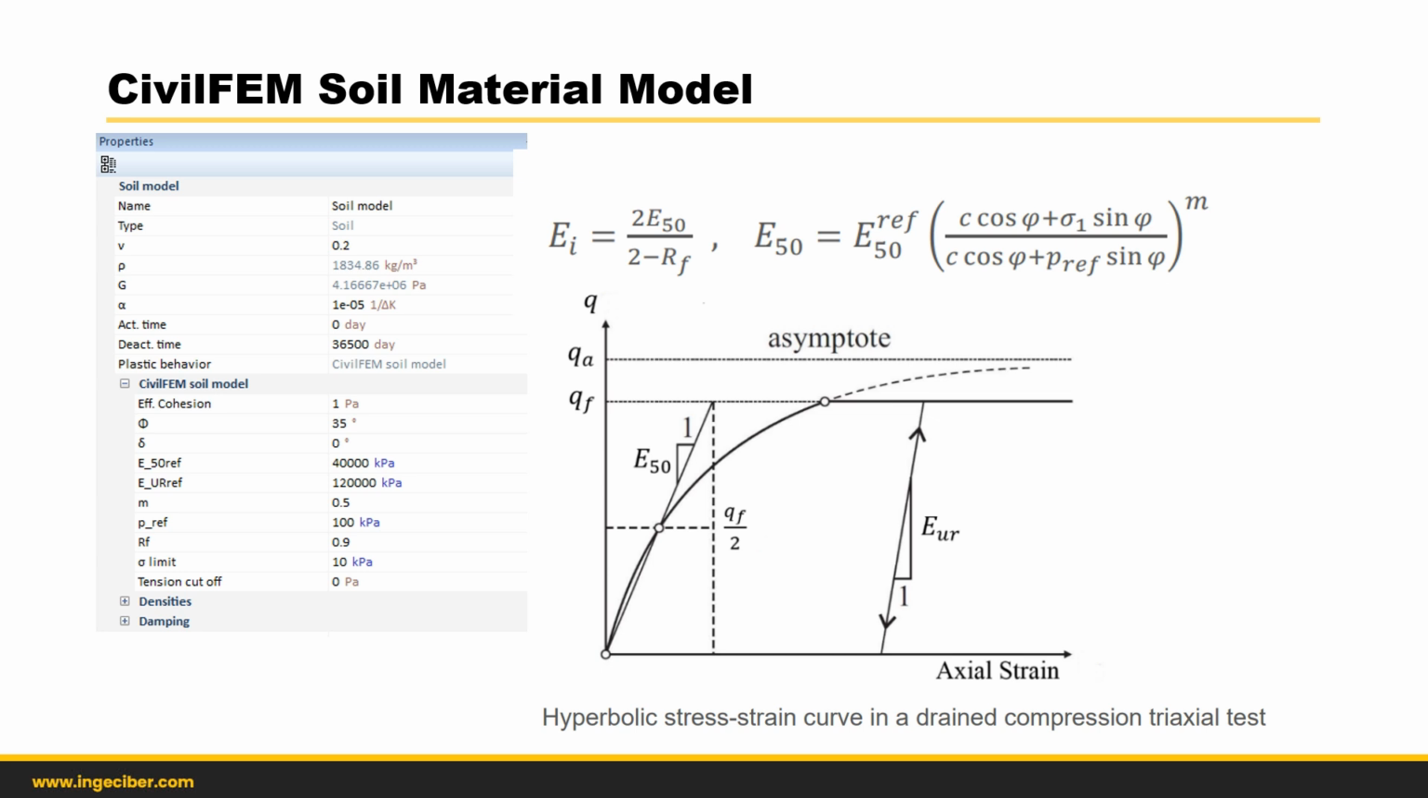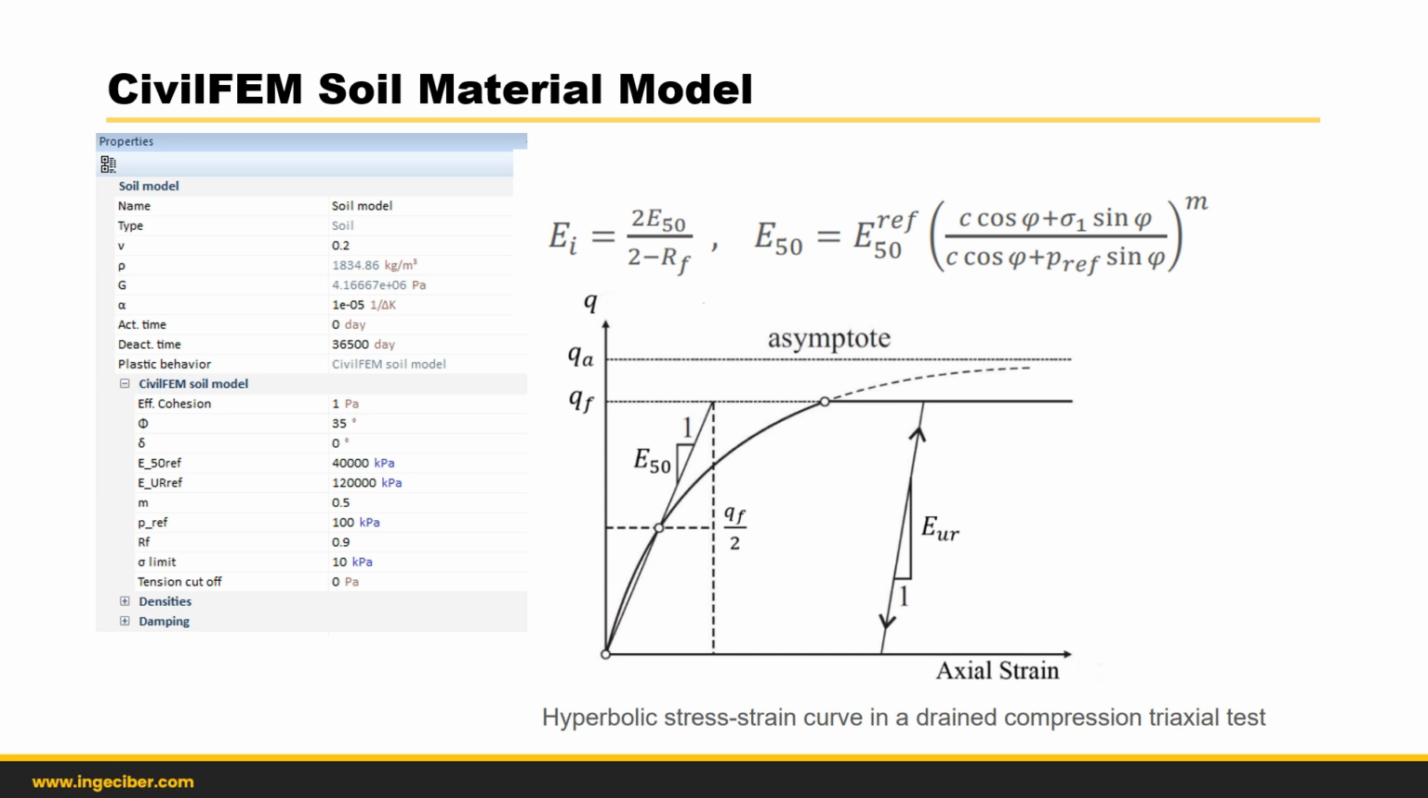However, soil stiffness is described much more accurately by using the triaxial stiffness, E50 modulus, and the triaxial unloading stiffness, E-ur. In contrast to the Mohr-Coulomb model, the CivilFEM soil model also accounts for stress dependency of stiffness moduli. This means that stiffness increases with pressure, hence E50 stiffness relates to a reference stress, usually taken as 100 kilopascals.